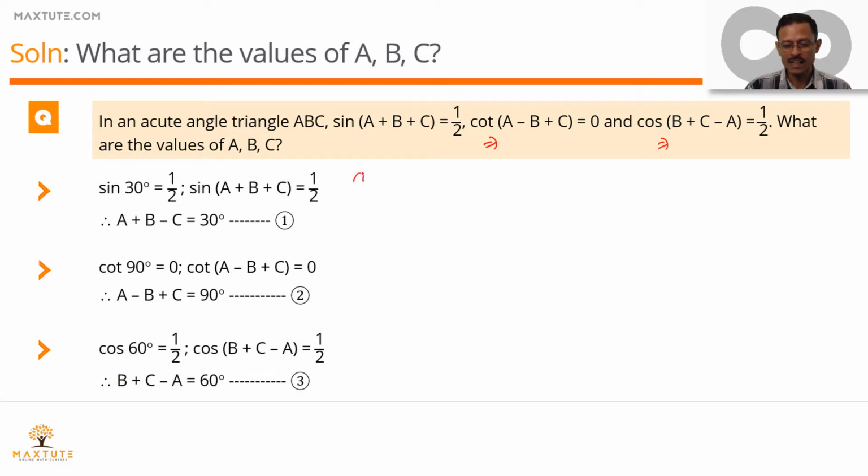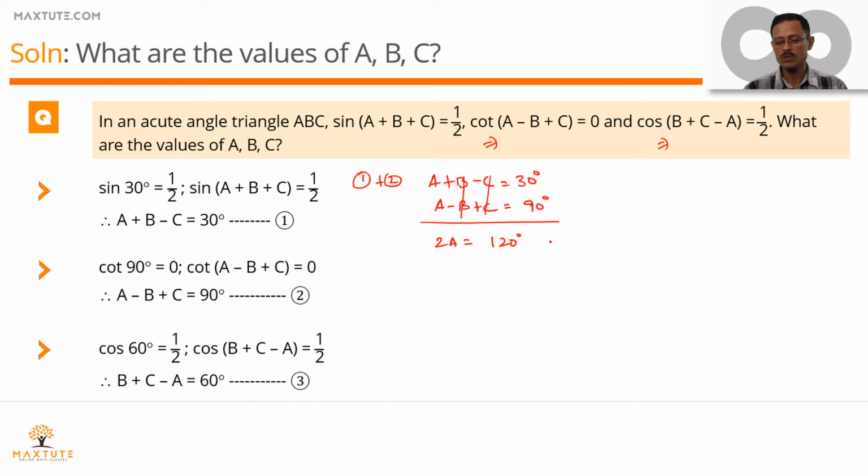Step 1. Let's add equations 1 and 2. So A plus B plus C is equal to 30 degrees, added to A minus B plus C, which is equal to 90 degrees. When we add these two equations, B and minus B will get cancelled. Minus C and C will get cancelled. A plus A is equal to 2A. 30 plus 90 is equal to 120 degrees. So we can deduce the value of A to be equal to 60 degrees. So one part is done.